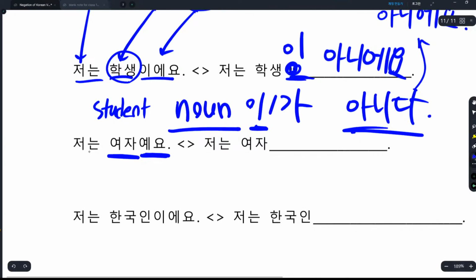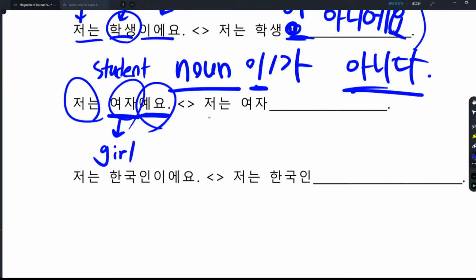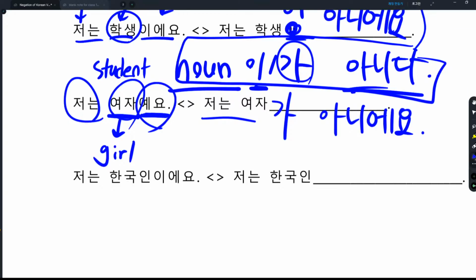So 학생 means a student, and 저는 학생이 아니에요 would mean I am not a student. 여자 means a girl, so 저는 여자예요 means I am a girl. And if you want to say I am not a girl, how would you say it, guys? Based on what we just learned, using noun 이/가 아니다: 저는 여자가 아니에요. I am not a girl.